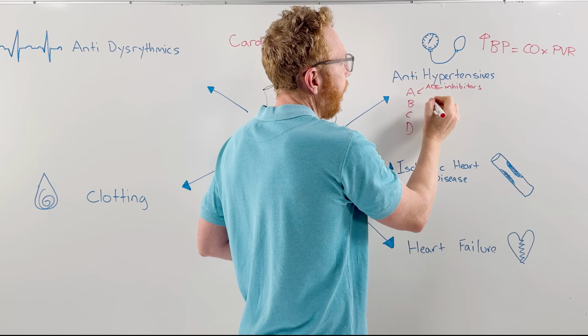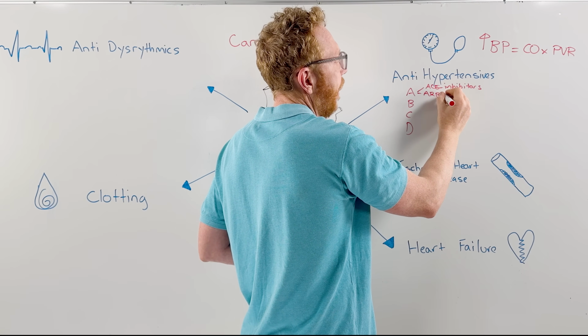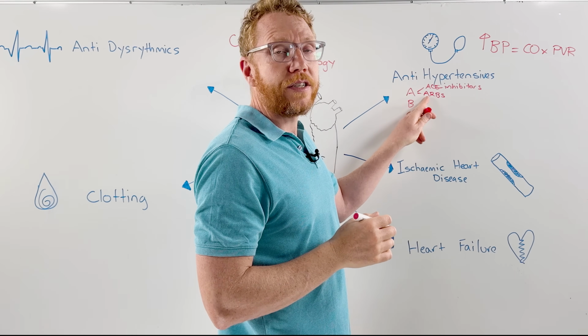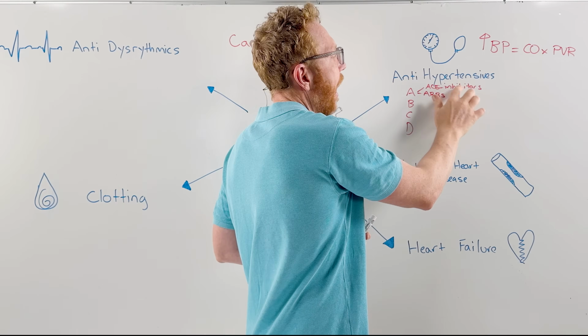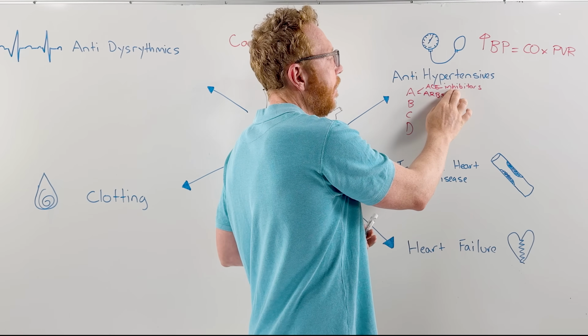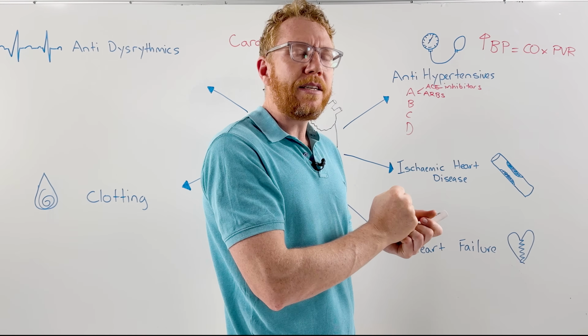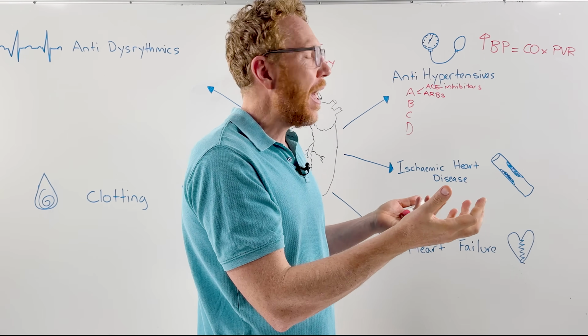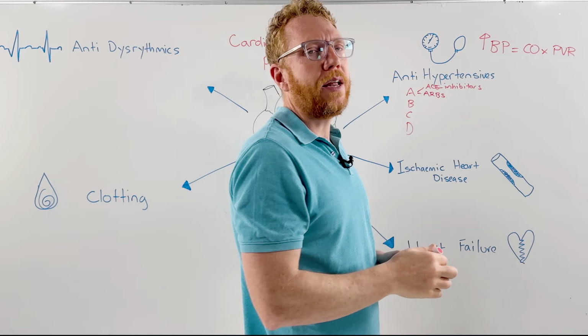Another A could be what we call the ARBs, or angiotensin 2 receptor blockers. So they work a little bit similar to the ACE inhibitors, but instead of inhibiting the enzyme, they actually just inhibit angiotensin 2 binding to the blood vessels. But the same outcome, decrease vascular resistance, decrease blood pressure.